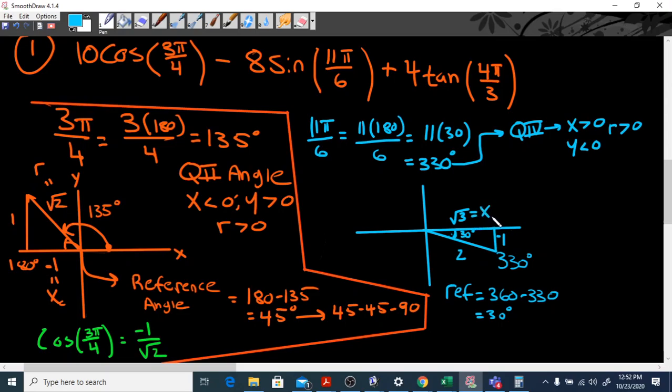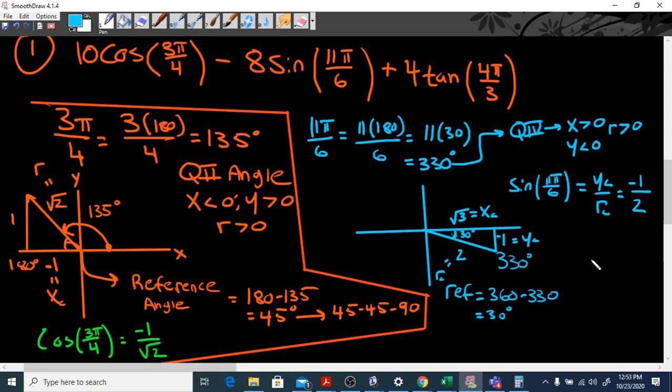Now, here's the x component, here's the y component, here's the r component, okay? So sine is y over r. So the sine of 11 pi over 6 is y over r. And y over r is going to be negative 1 over 2, negative 1/2. Okay, so there's that one.